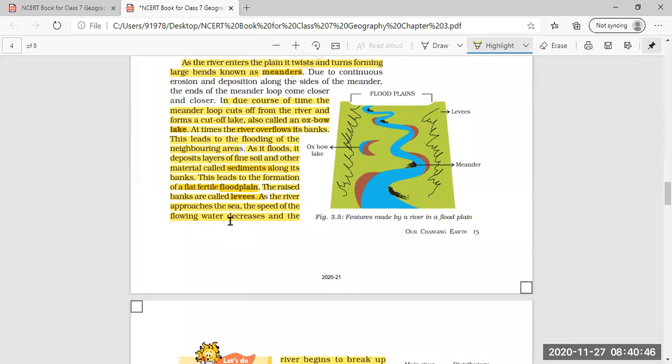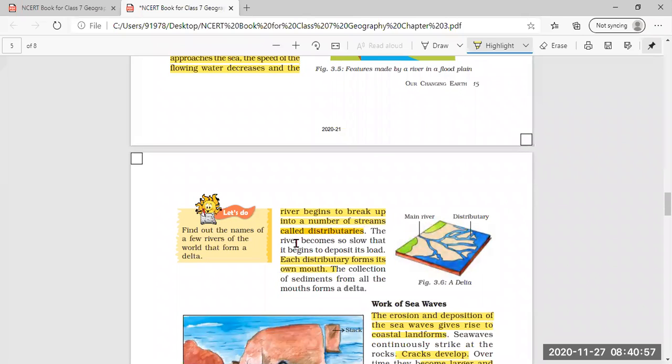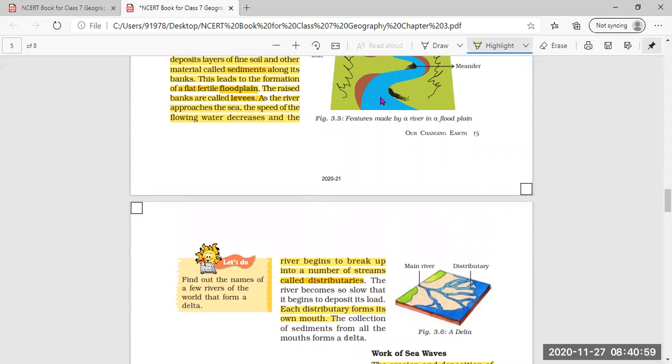And the raised banks of the fertile plains are called levees. As the river approaches the sea, the speed of the flowing water decreases. Slowly, the speed of the water decreases, and the river begins to break up into a number of streams. After covering a little distance, the speed of the river will definitely slow down, and as the speed decreases, the flowing river begins to break up.